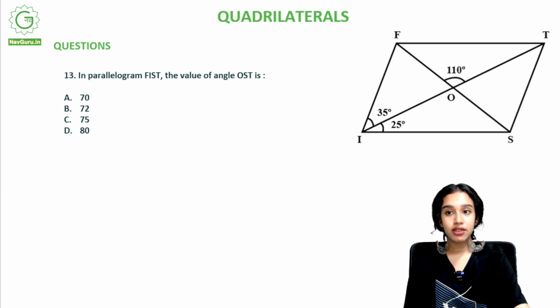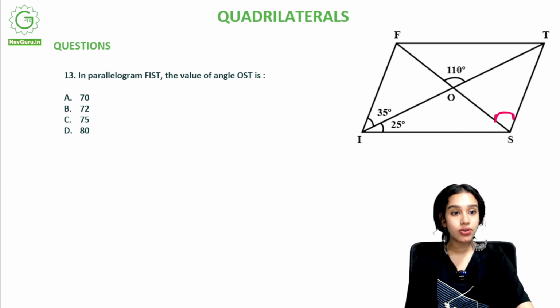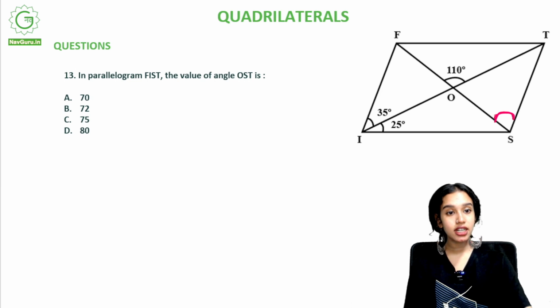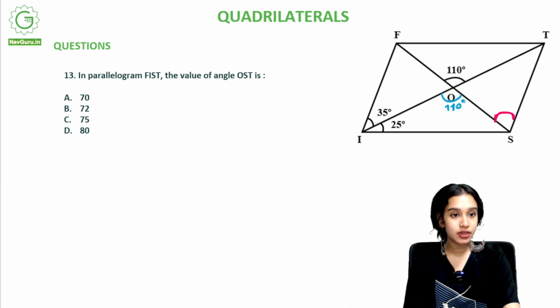We have to find the value of this angle, which is OST. Now what is given? We know the value of FIO, right? And we know the value of OIS, right? This is 35 degree, this is 25 degree. As this is 110 degree, we could say that this is also 110 degree, right?